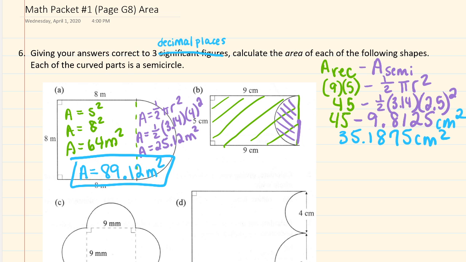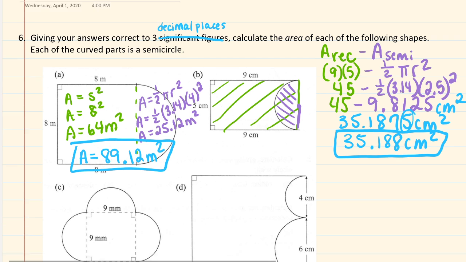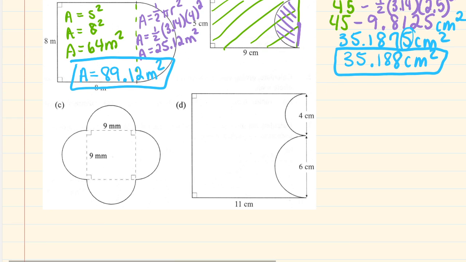But since it said 3 decimal places, we're going to call it 35.188. The 5 would round the 7 up to an 8. So 35.188 square centimeters. That's for part B. Let's move on down to C.